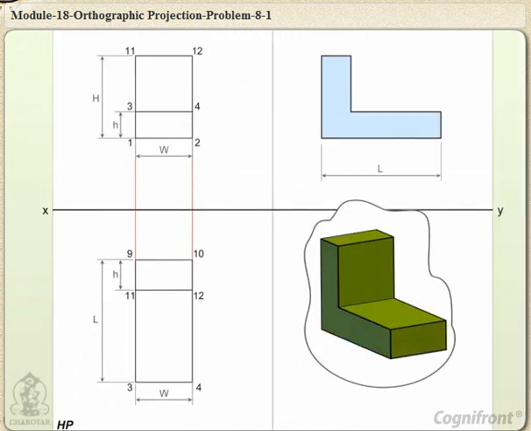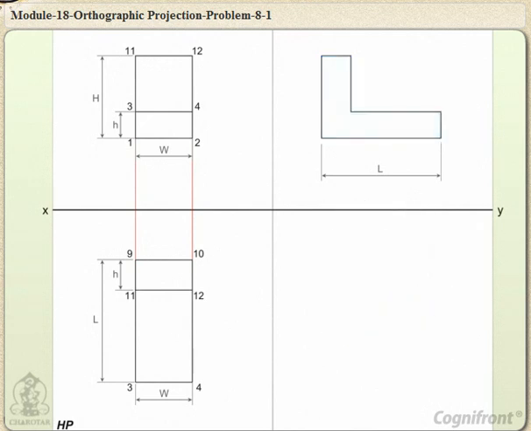Now, the object is viewed from the left side. So, we can see the L-shaped image on the auxiliary plane. This view appears adjacent and to the right of the front view.